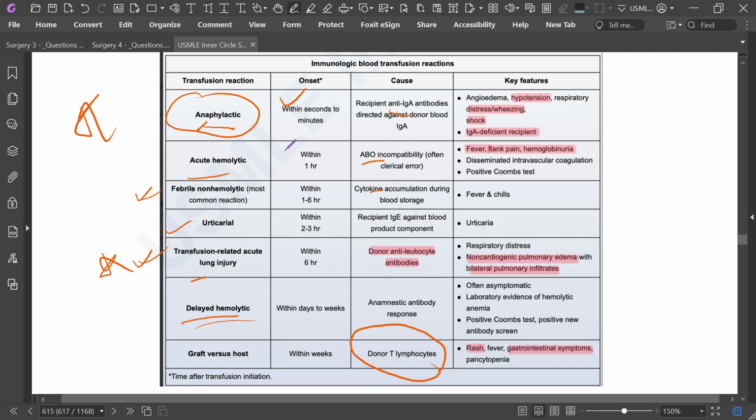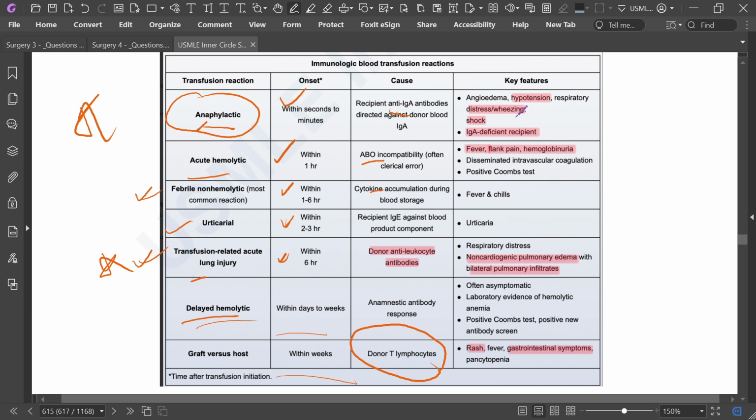Acute hemolytic is within an hour. Febrile non-hemolytic and TRALI are within 1 to 6 hours. Allergic (urticarial) is within 2 to 3 hours. Delayed is within days to weeks, from 2 days to 10 days. And graft versus host is within weeks.